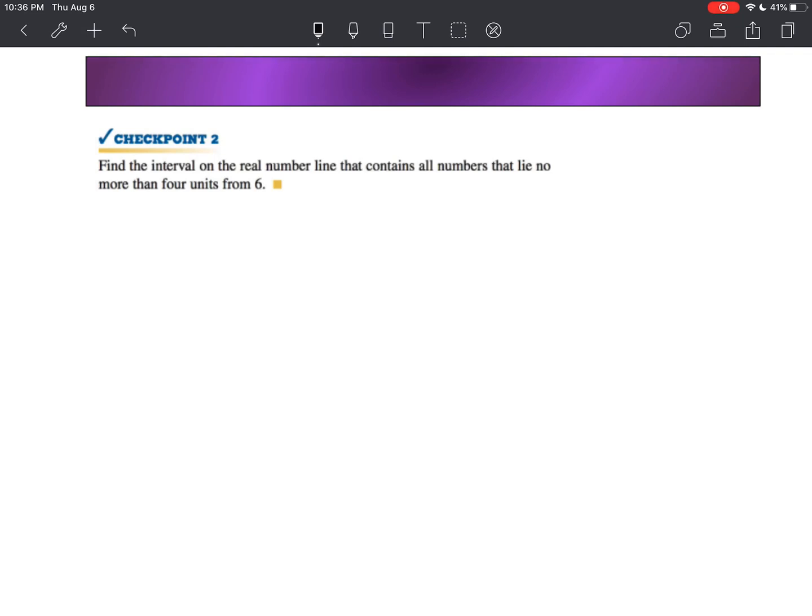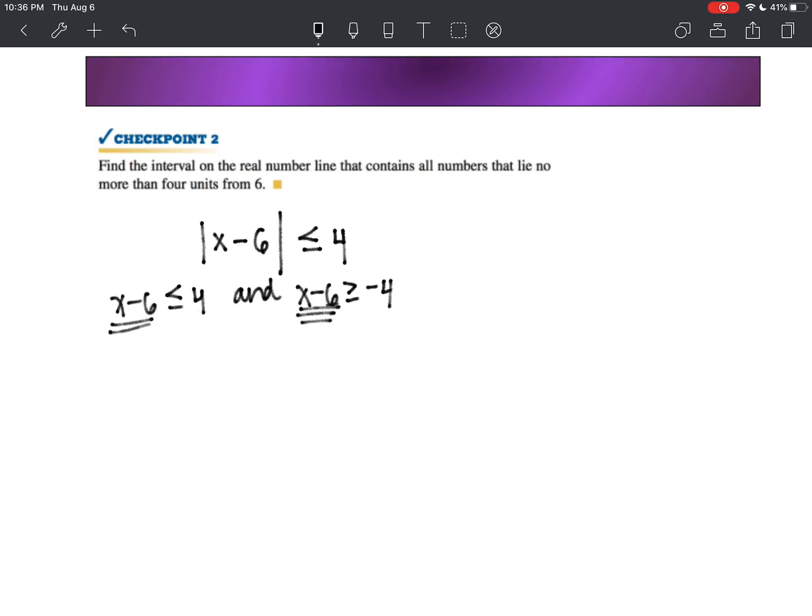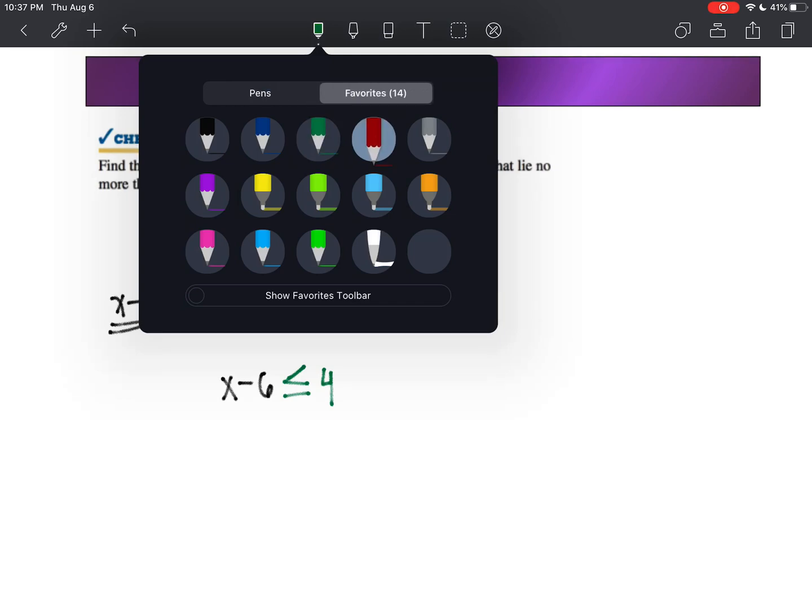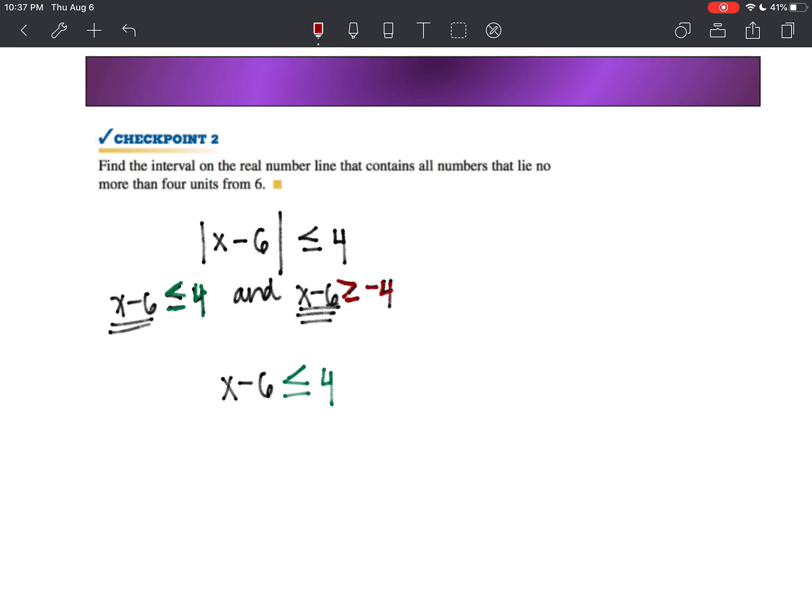Okay, welcome back. You should have gotten the absolute value of x minus 6 is less than or equal to 4. And when you solve that, because it's an and, you can say x minus 6 is less than or equal to 4, and x minus 6 is greater than or equal to negative 4. Well, they both share an x minus 6. So x minus 6 has to be less than or equal to 4, but at the same time, it's got to be greater than or equal to negative 4.